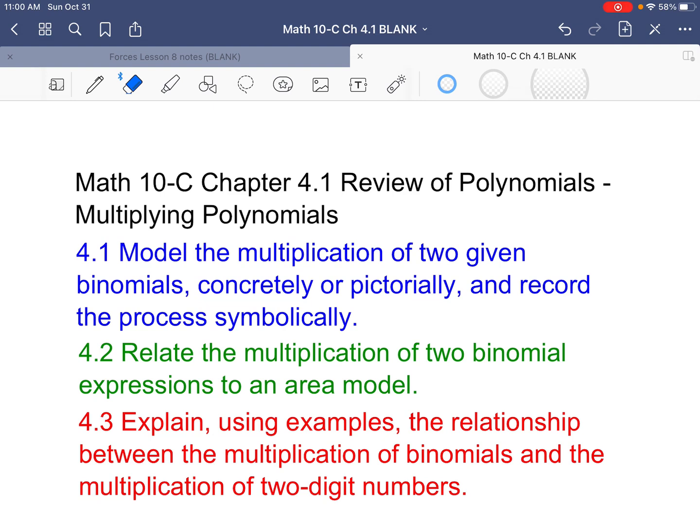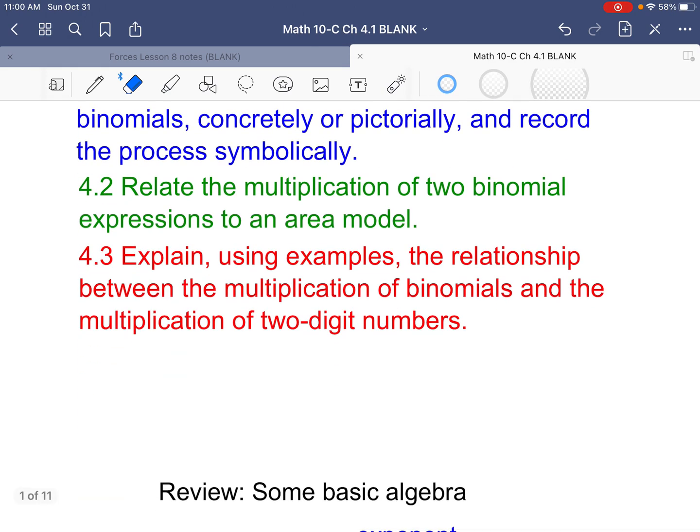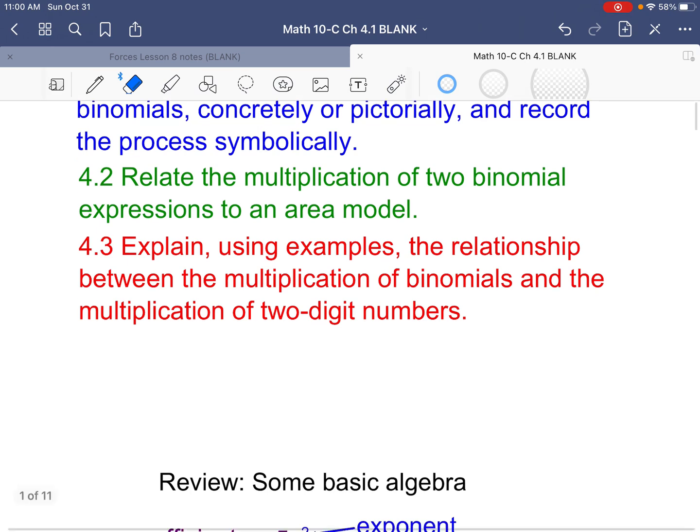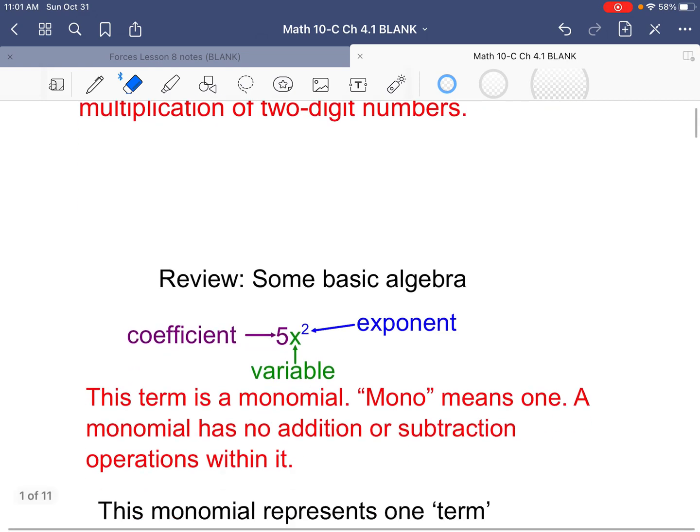Now, today we're going to get through several important things. First, we're going to model the multiplication of two given binomials concretely or pictorially and record the process symbolically. We're going to relate the multiplication of two binomial expressions to an area model, and we're going to explain using examples the relationship between the multiplication of binomials and the multiplication of two-digit numbers. Now that's a lot to take in, so it's probably easier if we just do examples.